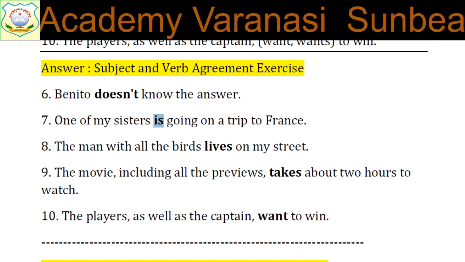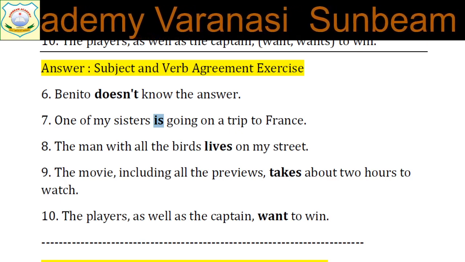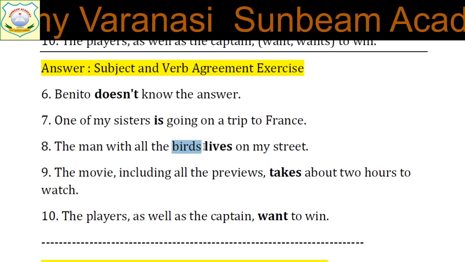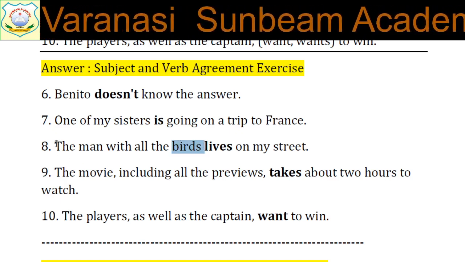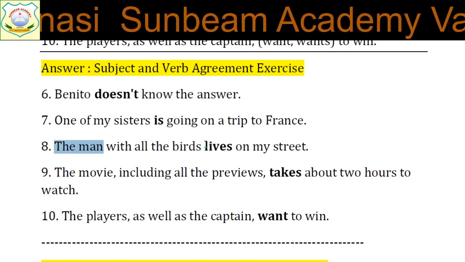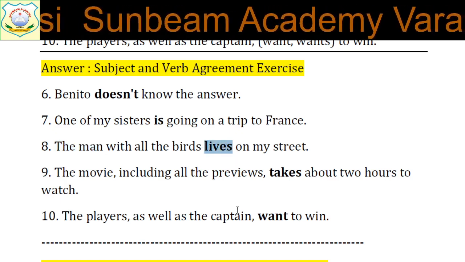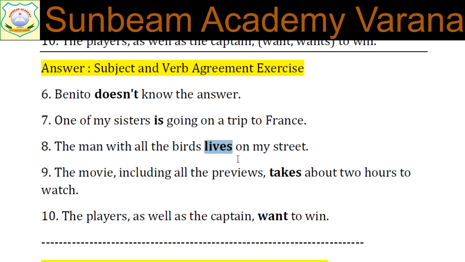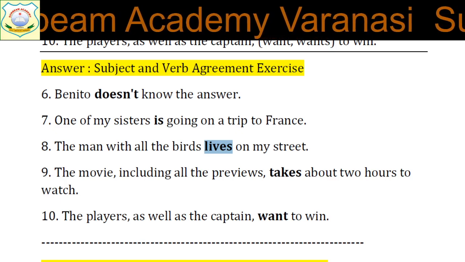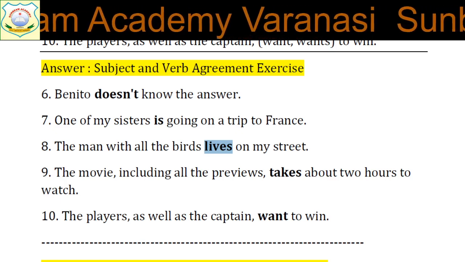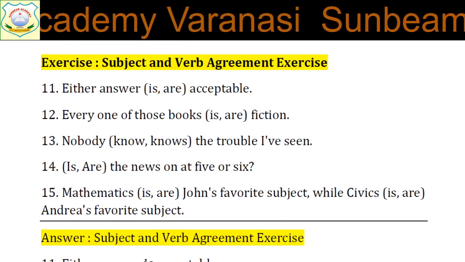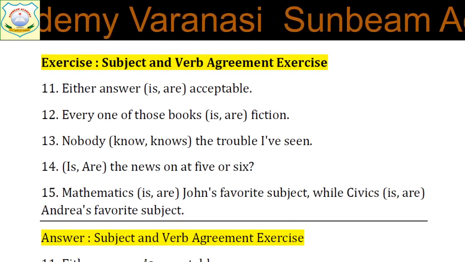Next is the man with all the birds lives. So here, though this birds is in plural form, you are not talking about these birds because your main subject is the man. So your main subject is singular in form and hence you will use a singular verb. When you add s or es in the main verb, it becomes singular form. In the way children, you are supposed to do these sentences. Now I'm going to show you some other questions. Go through these questions immediately and try to solve.